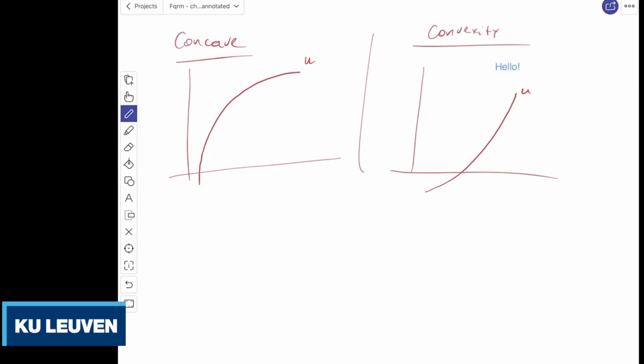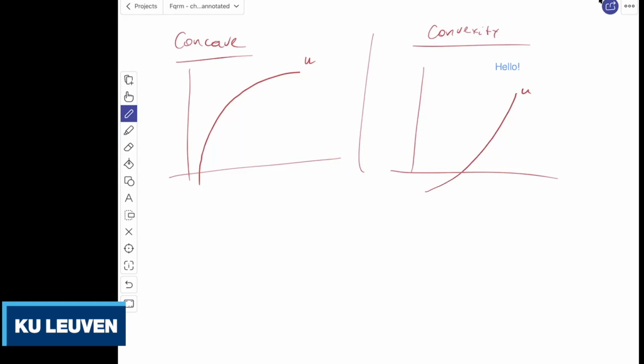So concavity means you avoid risk, you avoid variability. A convex utility function means that you want to take on risk, you want to take on variability. The more variability, the better for you. Convexity, concavity.